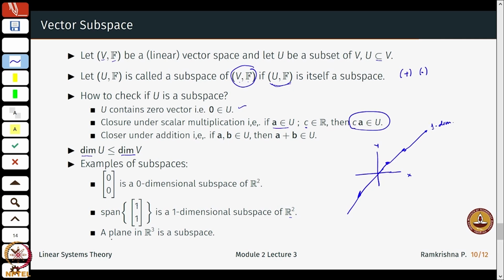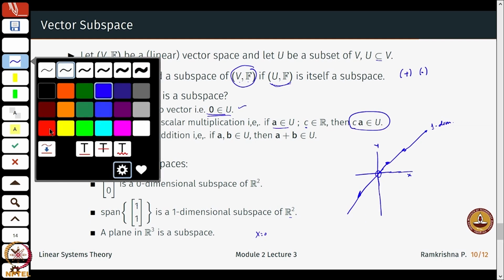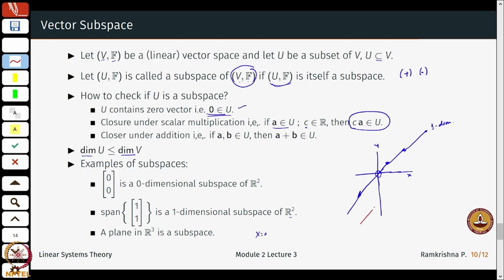Or, more generally, a plane in R3. So you just impose a condition, say x equal to 0, and that will be a subspace. The important thing is that the subspace should pass through the origin, right? That's captured over here. Like if I just draw another line, say for example, whereas this blue line was a subspace, this red line is actually not a subspace. Similarly, this one is also not a subspace of R2, because this check will fail.